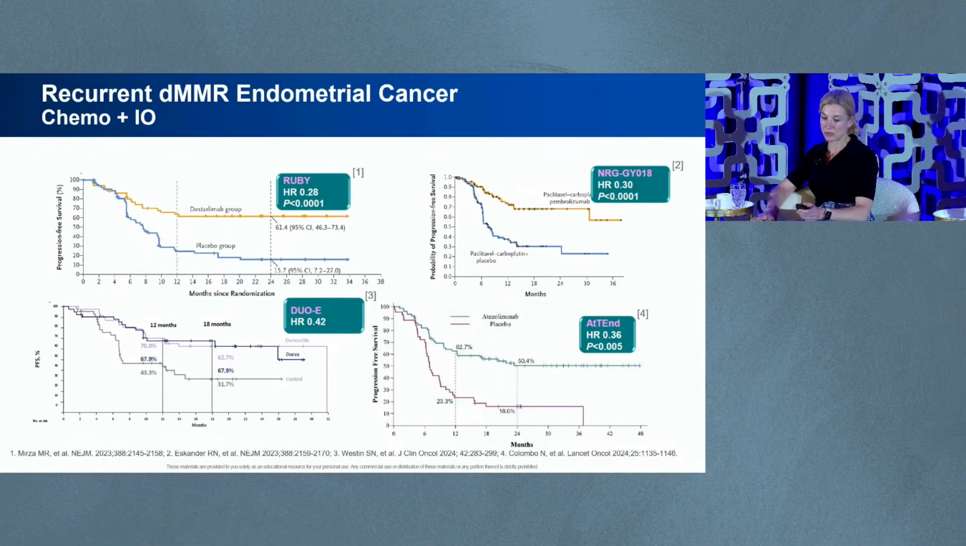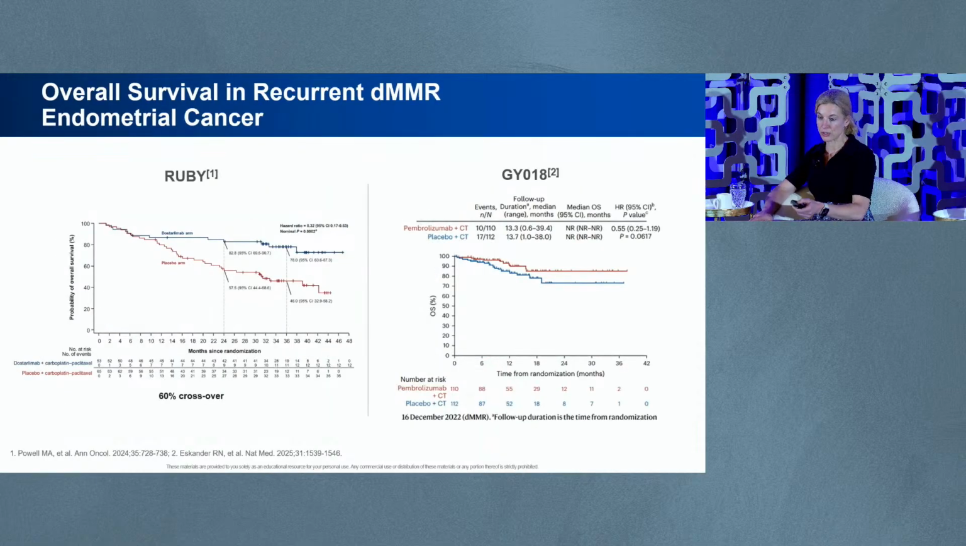When this got presented in 2023, I think we'd never seen something like this. A hazard ratio of 0.28, 0.3, so a 70% risk reduction in the risk of cancer recurrence or death was amazing. And so in all these trials that have been done, and more are here, but the 4 main ones are here, the RUBY trial, DUO-E, NRG-GY018, and AtTEnd trial, all showed a similar hazard ratio of about that 70% risk reduction or a hazard ratio of 0.3. So huge benefit here of adding immunotherapy. So that would be really the first choice there.